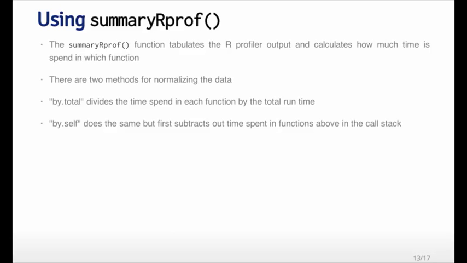There are two methods for normalizing the data that you get out of the R profiler. One is called by.total, which divides the time spent in each function by the total runtime, and the other is by.self, which does the same thing, but first subtracts out time spent in functions above in the call stack. It's important to realize the two separate concepts of by total and by self. The basic idea is that by.total gives you how many times that function appeared in the printout.